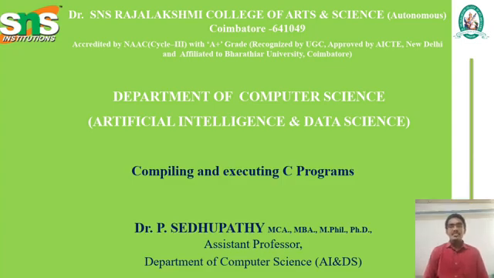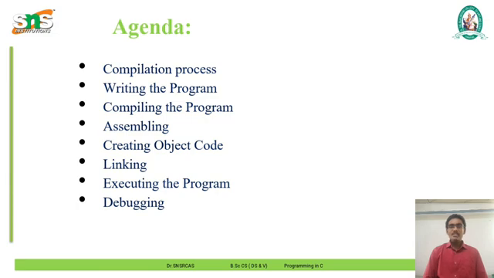Dear learners, now we are going to discuss how C programs can be compiled and executed. The agenda for the discussion will be the compilation process: writing the program, compiling the program, assembling, creating object code and linking, execution of the program, and debugging the program.